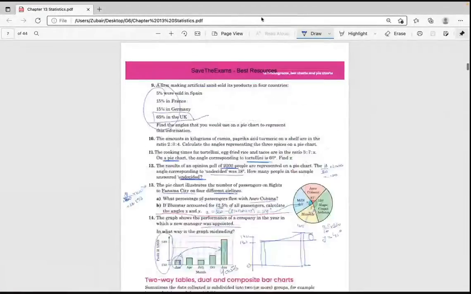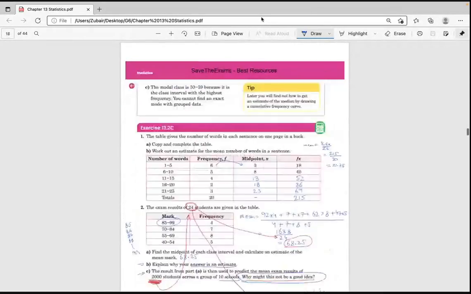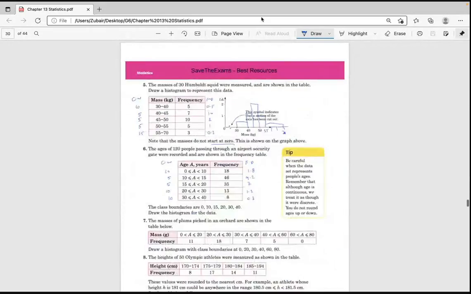Okay, where were we? 13.3, I guess. Yes, sir.